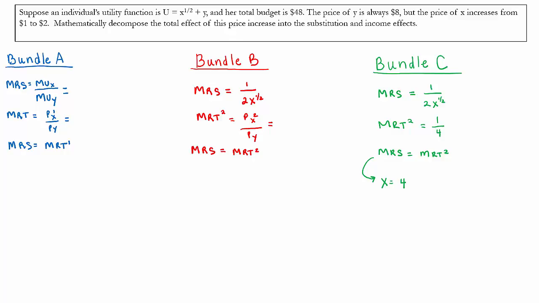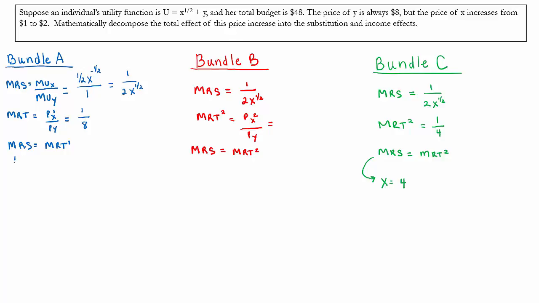To do that, we need to set the marginal rate of substitution equal to the marginal rate of transformation. So let's first calculate the MRS. Given the utility function, MUX is 1/2 X to the minus 1/2, and MUY is 1. So the MRS is 1 over 2x to the 1/2. The marginal rate of transformation is the ratio of prices. Originally, the price of X is 1 and the price of Y is 8, so the MRT is 1/8.